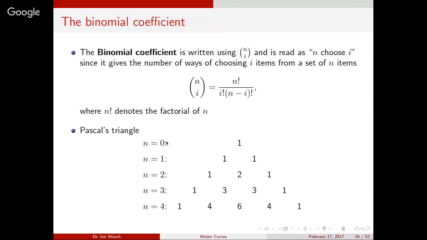So just to quickly talk about binomial coefficient. Okay, that's written as n over i. Some people do sort of nCi or nCr, something like that. This is a binomial coefficient, and it's a number of ways of choosing i items from a set of n. So it's to do with combinatorics.